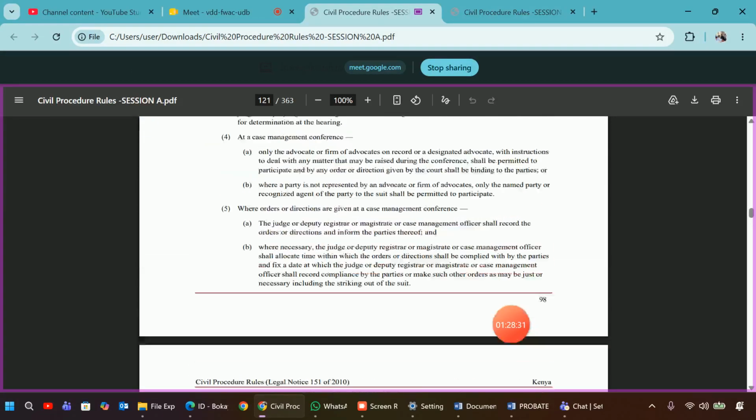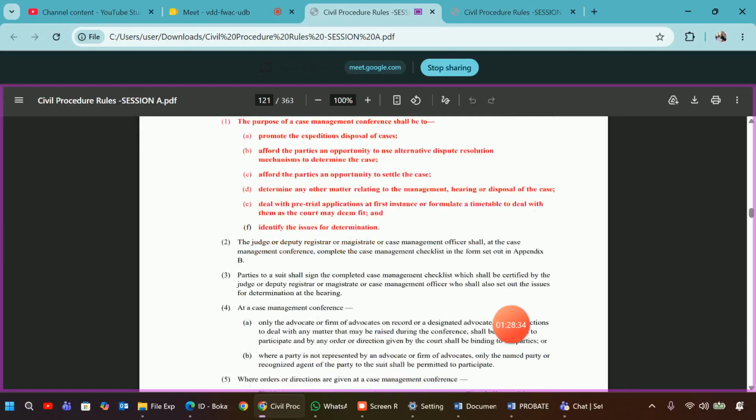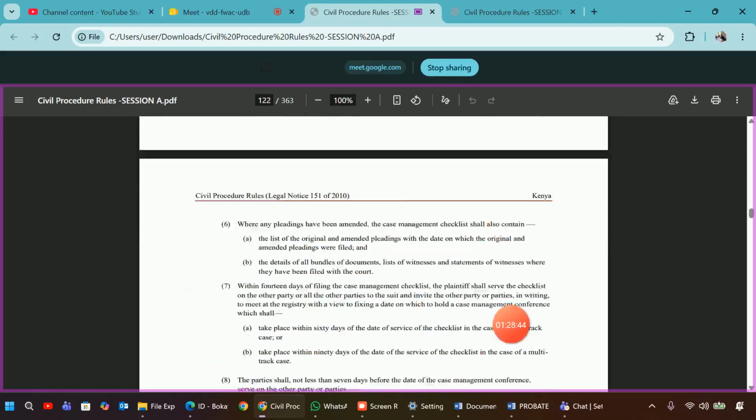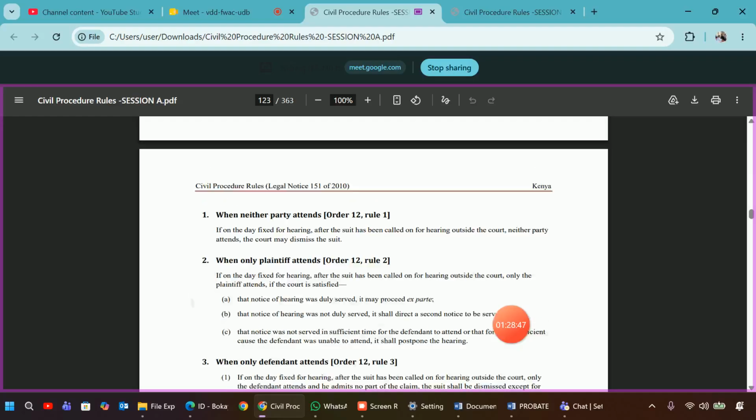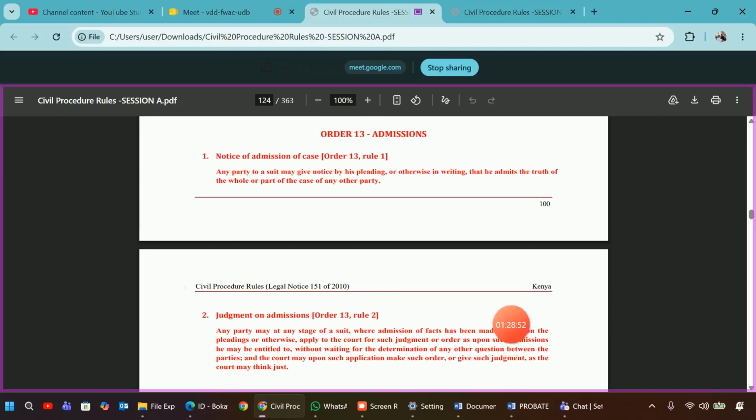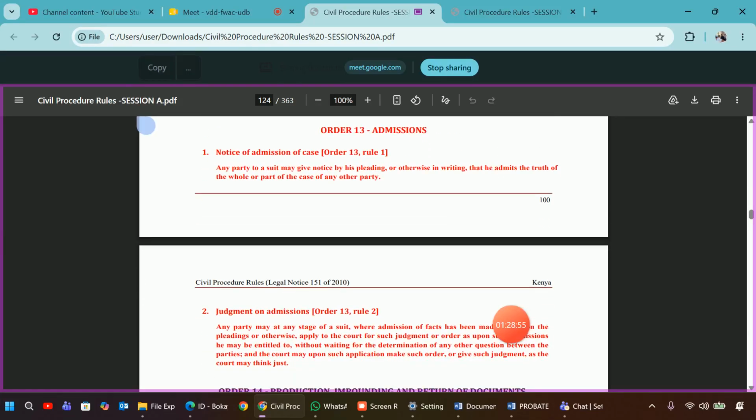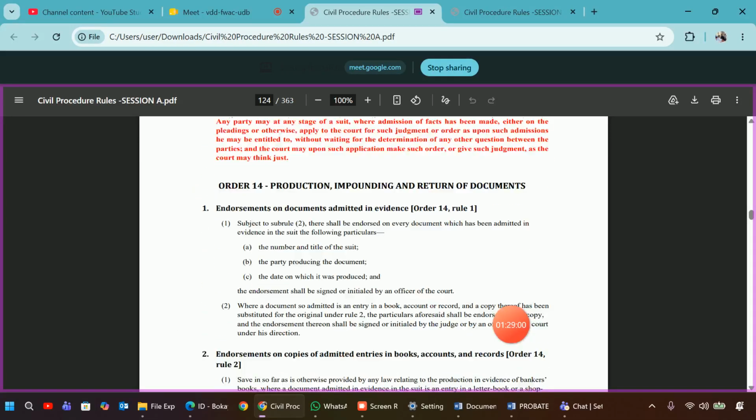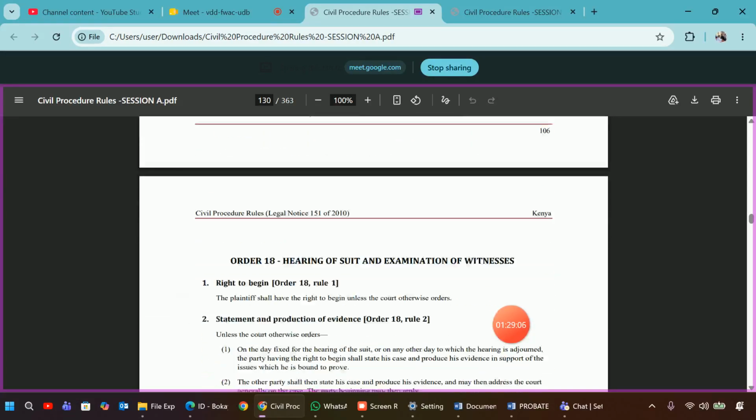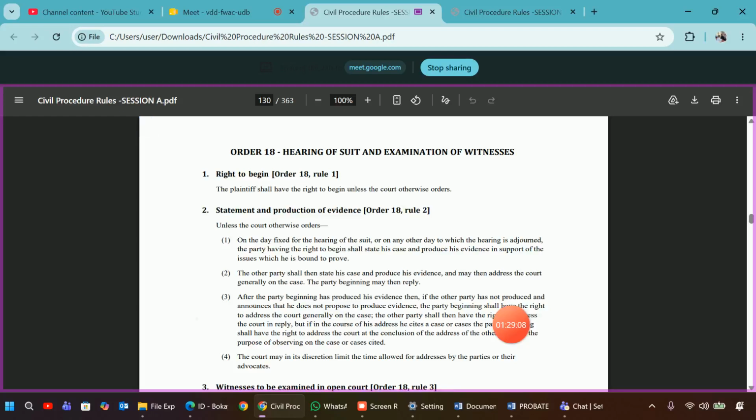What document will you be required to draft? Case management conference. What is the purpose of a case management conference? This is an oral question together with a short structured question when it comes to the civil litigation paper. Then we have hearing and consequence of non-attendance, where suit can be struck out where the plaintiff fails to enter appearance during the hearing. We have admissions, judgment on admissions. We have hearing of suit and examination of witnesses.